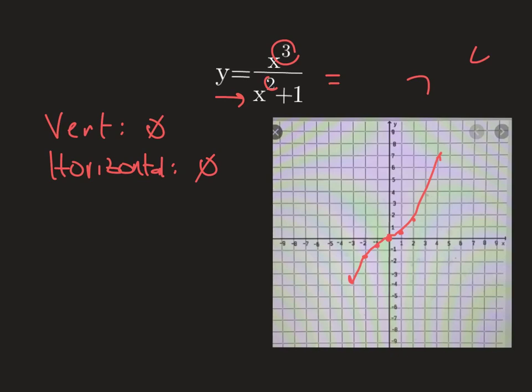That's pretty close. So that was a weird one, but you do got to realize sometimes there's no vertical or horizontal, but you need to know the rules. So make sure you know the rules for horizontal, the rules for vertical.